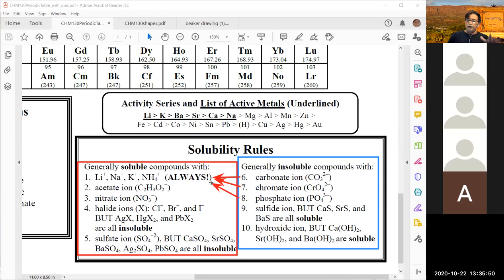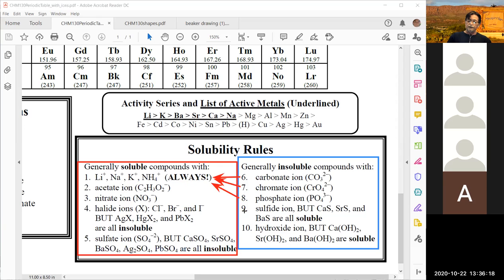Okay? So yes, if you saw sodium carbonate, you go to the table, you'll see carbonate and you think it's insoluble. But you've got to take it one more step. You've got to remember, number 1 in the soluble column. If you're dealing with sodium carbonate, it is soluble. All the other carbonates, all the other than those 4 combinations, are insoluble.